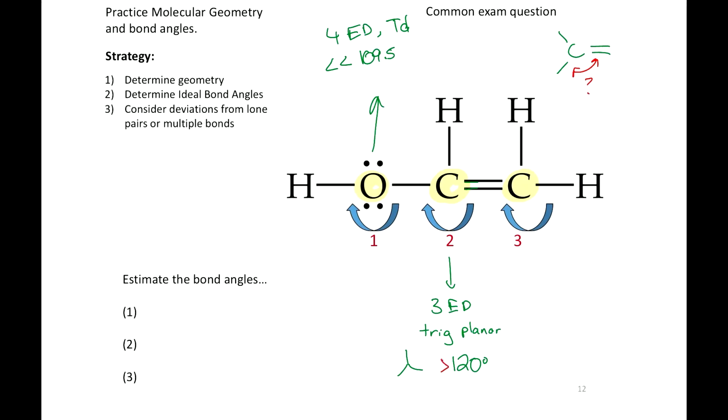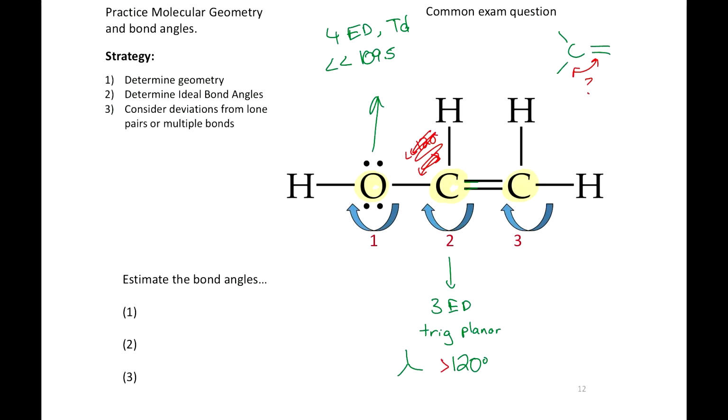This one's going to be slightly larger because I'm asking you about this bond angle that's next to that double bond. If I had asked you what this bond angle is on this side, the opposite side of the double bond, this one would be smaller than 120 degrees, all right? But that's not the one I'm asking you, all right?